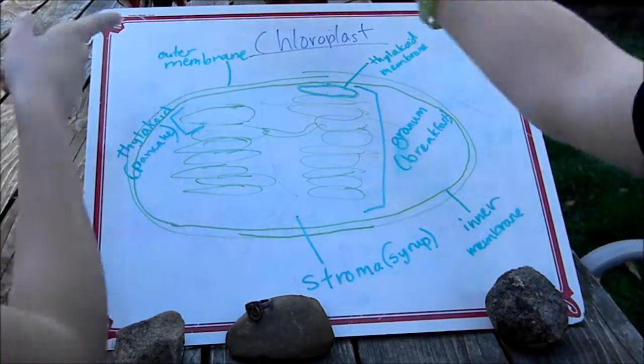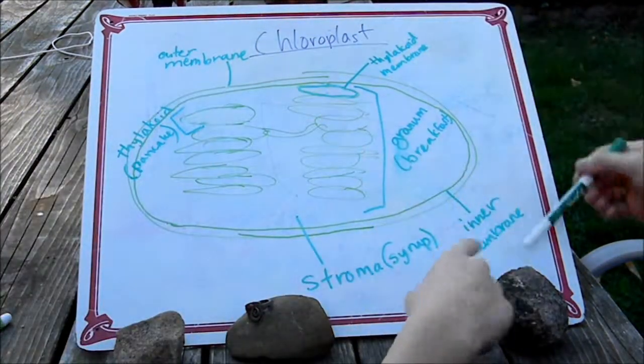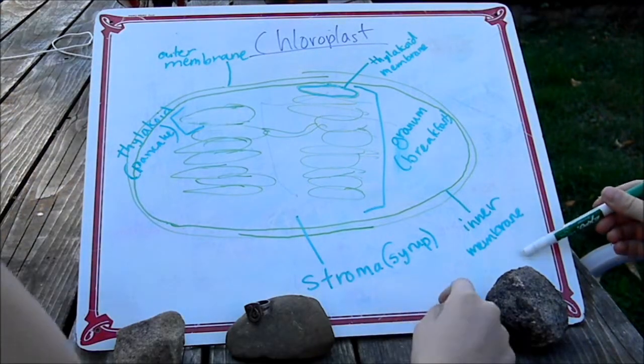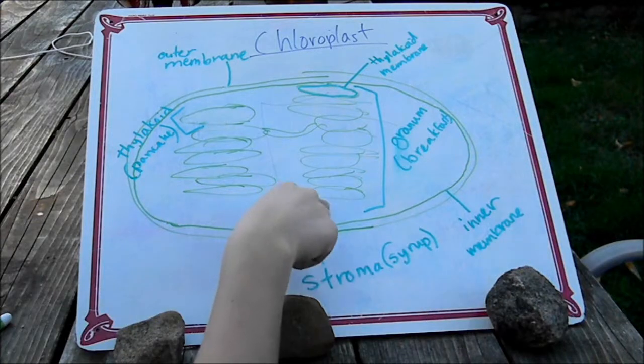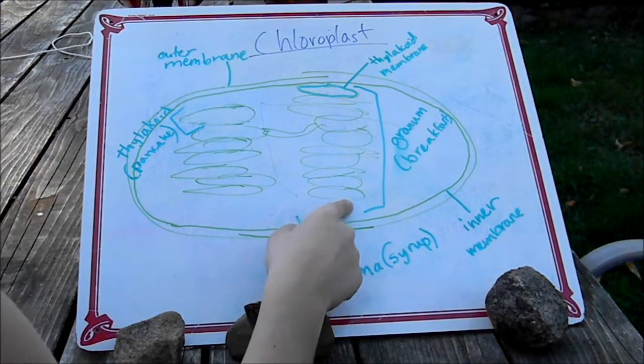This is the chloroplast. That is the outer membrane. This is the inner membrane of the chloroplast. And that is a granum. It's a stack. It's your breakfast. It's the entire whole thing.